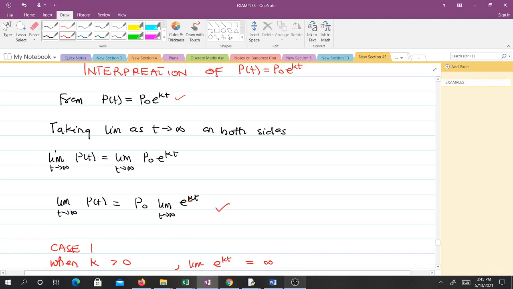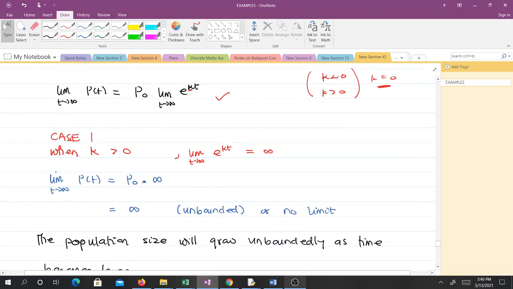So this k here is a parameter and it can assume some values. It can be less than 0 and it can be greater than 0. So we assume those two cases, and sometimes it can be 0. Okay, so when it is 0, it means that the population doesn't grow, so the population will be constant. So we don't mostly consider this case. We consider when it is less than 0 and when it is greater than 0.